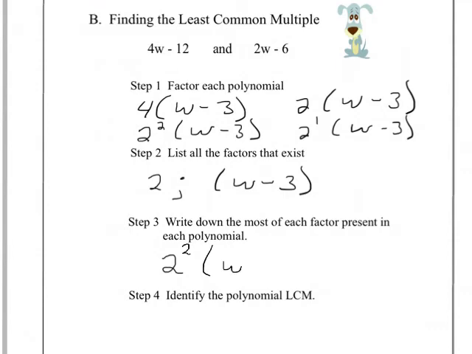Next, what about the other factor, w minus 3? If I look at those, I have 1 here, there's no power, so that means there's just 1. And over here there's no power, so there's just 1. So they both have 1, so I'm just going to take one of them. Now, let's identify that least common multiple. So my least common multiple is going to be 4 times the quantity w minus 3. And that is the least common multiple of these two binomials up here.